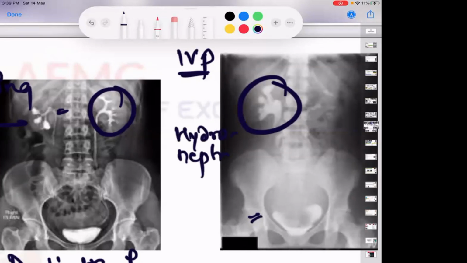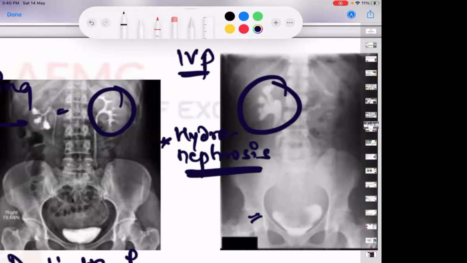So this is an easy condition, but most of us tend to miss it out. Please remember, here it is a case of hydronephrosis. When there is dilatation of the renal pelvis and ureter, that is what is called hydronephrosis. Causes of hydronephrosis can be multiple.